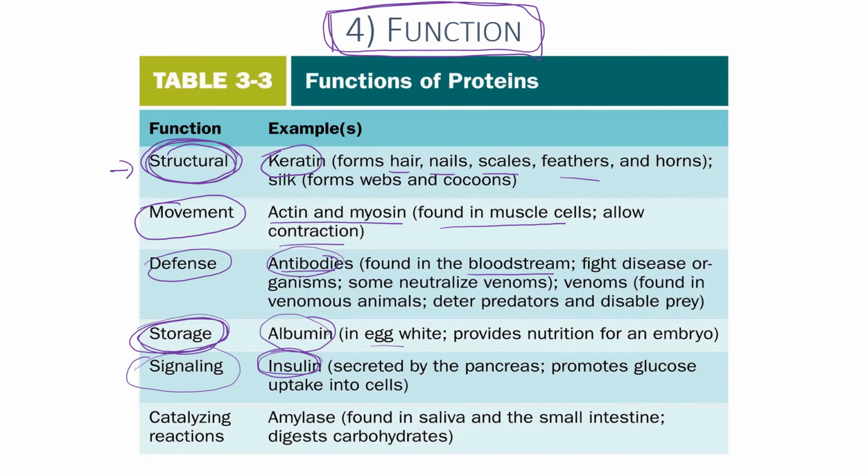And then the last one, the function of protein. There are proteins that function as enzymes to catalyze chemical reactions, such as amylase, which is the enzyme found in saliva and also in the small intestine to digest carbohydrates.